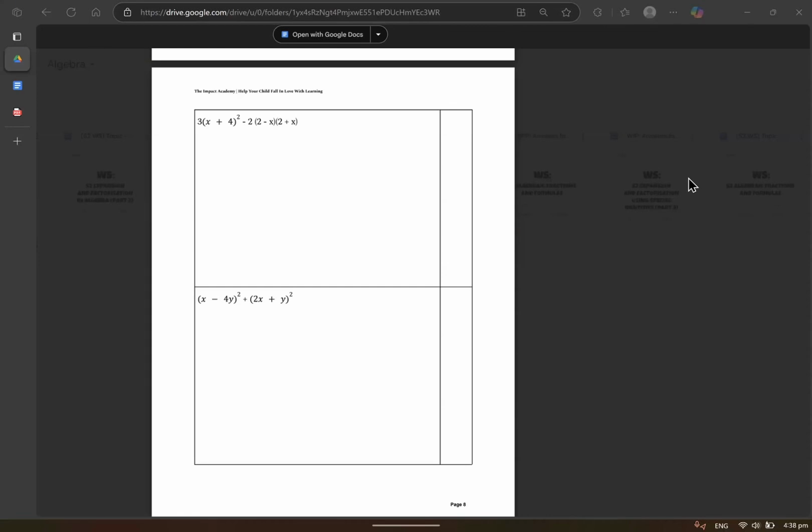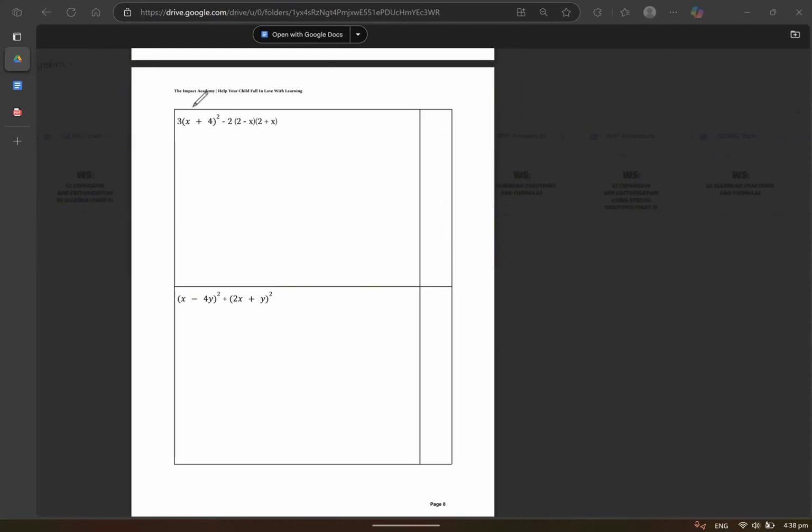Now, in the next question, as you can see over here, we have 3 bracket x plus 4. So this is definitely my a plus b squared, and this is basically my type 1. In the second part, 2 minus x, 2 plus x, we have to expand a minus b, a plus b, which is type 3.